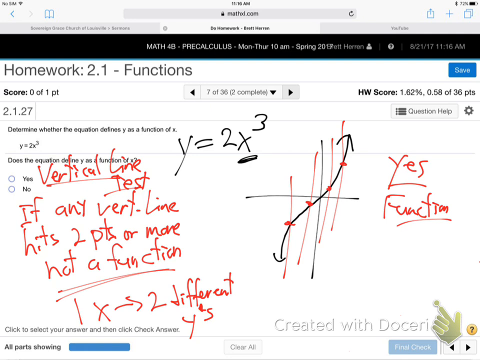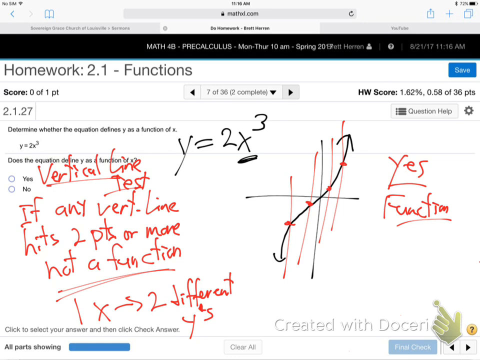How did we figure it out? Well, we knew the graph. Did we know the graph? What if they give us a bunch of equations where you don't know the graph? How are you going to decide if it's a function or not? We better come up with a nice little handy-dandy rule. Let's think about it for a second.